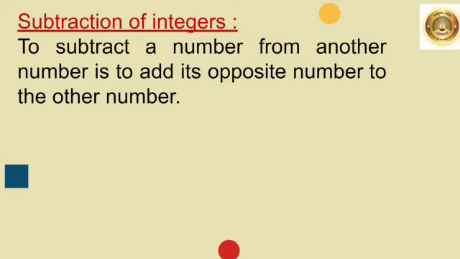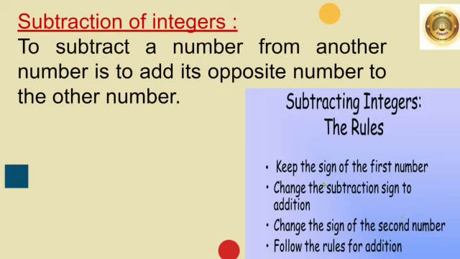Subtraction of integers. To subtract a number from another number is to add its opposite number to the other number. That means when you want to subtract a number from another number, we have to add its opposite number. So the rules for subtraction are: keep the sign of the first number as it is, change the subtraction sign to addition, then change the sign of the second number and follow the rules for addition.